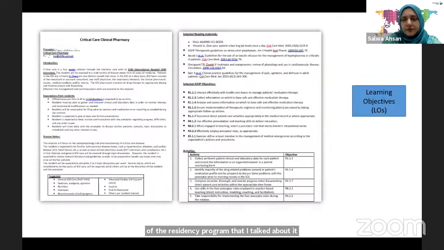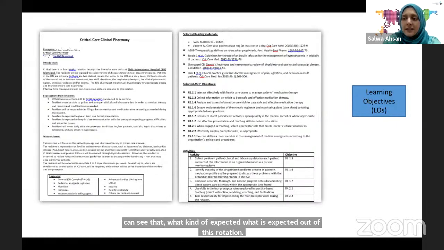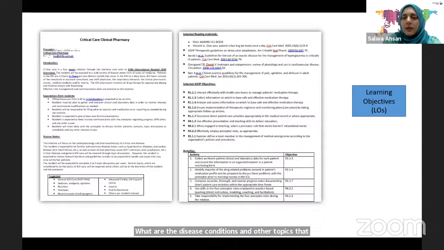Next, please. This is an example of learning objectives. For example, this is a critical care pharmacy rotation. You can see what is expected out of this rotation, what disease conditions and other topics will be covered, what the suggested reading material and sites are, what objectives will be met, and what activities will be done to meet those objectives. So this is all predefined and documented. Nothing is in the air or in limbo, where even the preceptor and resident don't know what is going to happen. Everything is documented and well structured.